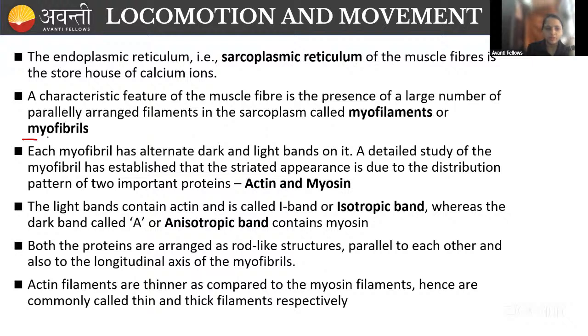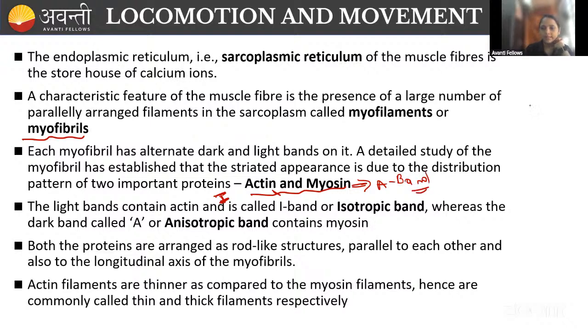We have discussed the myofibril. Each myofibril consists of the actin and the myosin filament, right? Here, the actin is called the I band. Okay, actin we will call the I band, isotropic band, and the myosin we are going to call the A band.